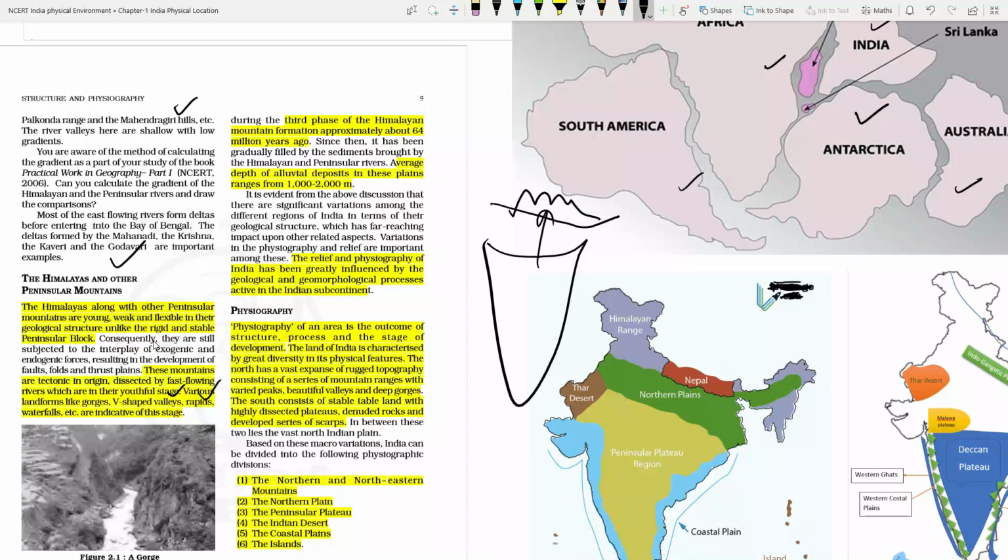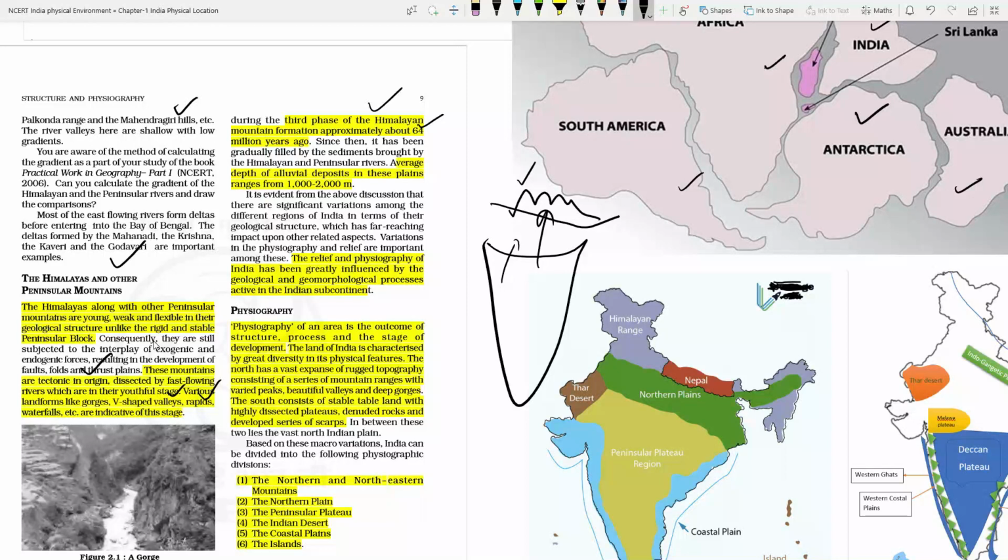Fine. So Himalayas are the fold mountain because the folding has been created on the surface of the earth, and it is because of the force which has been applied by the Indo-Australian plate. So these mountains are tectonic in origin because it is due to the movement of the plates. Himalayas have been formed in multiple phases. The third phase of the Himalayan mountain formed around 64 million years ago itself.